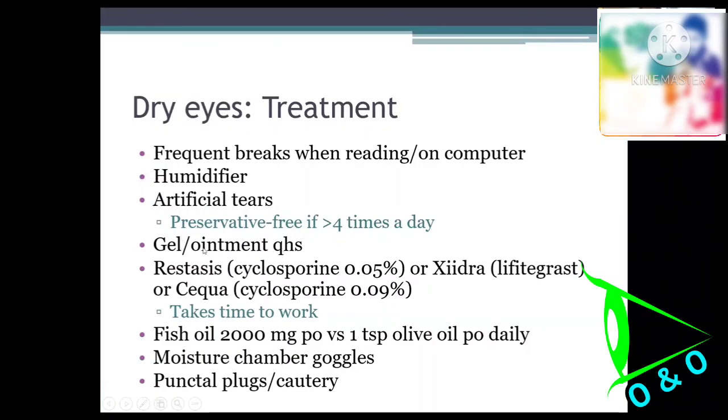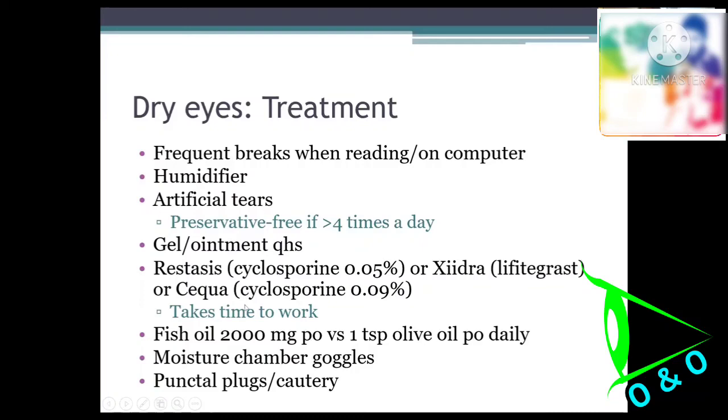This is something I'll recommend if someone is waking up with dry eye symptoms. That kind of tells me that their eyes are maybe not closed all the way while they're sleeping. It's nighttime lagophthalmos. So for those patients, I'll tell them to put in something thicker at night. If they're doing all the above and they're still having dry eye, then you can go the prescription route.